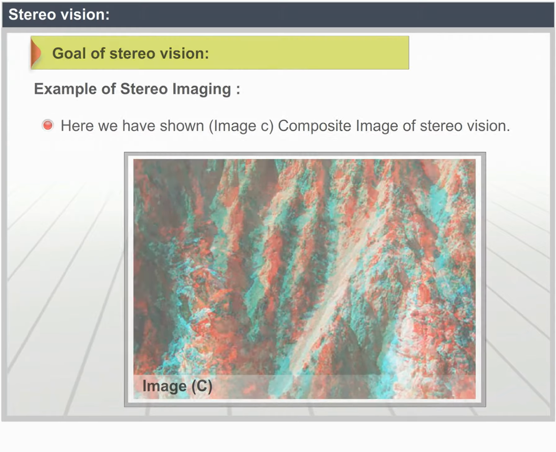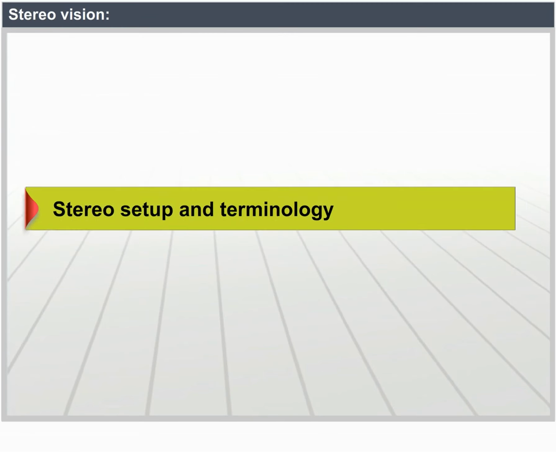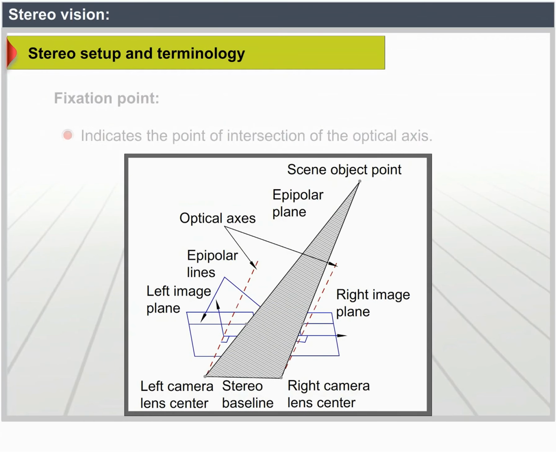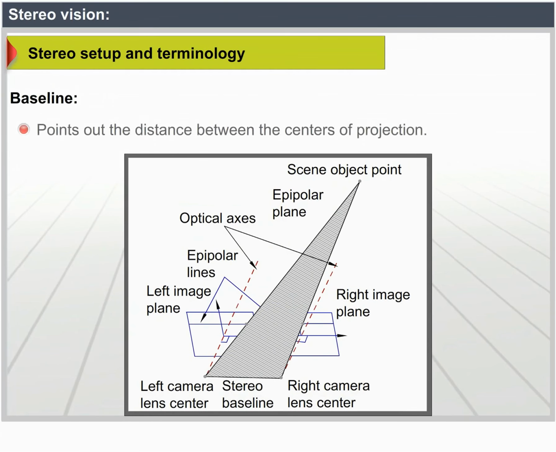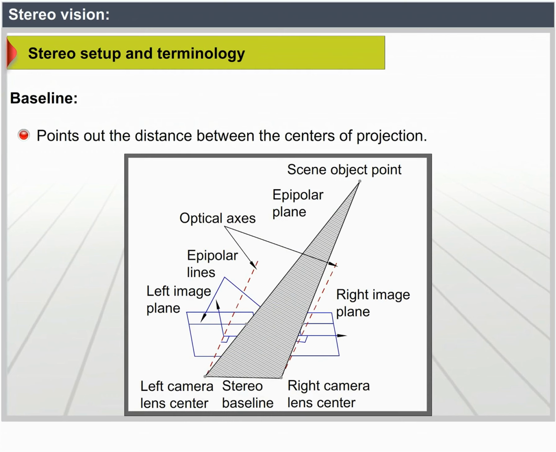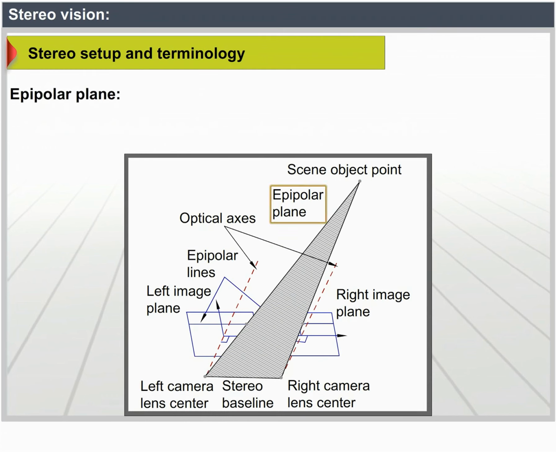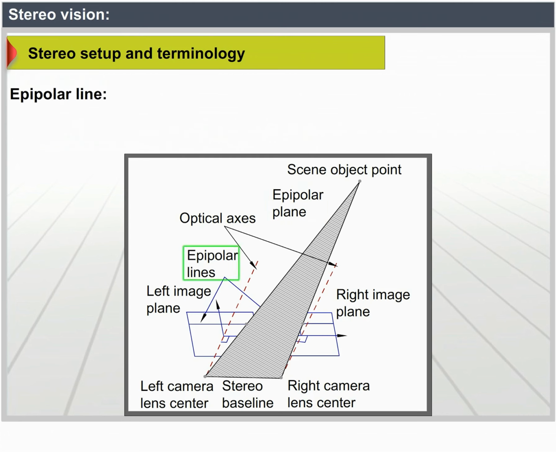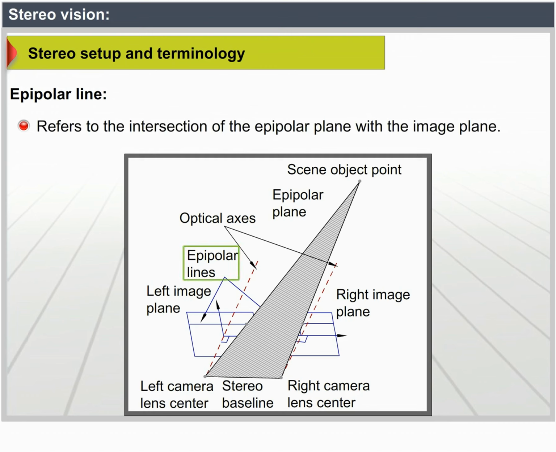Stereo setup and terminology. Fixation point, the point of intersection of the optical axes. Baseline, the distance between the centers of projection. Epipolar plane, the plane passing through the centers of projection and the point in the scene. Epipolar line, the intersection of the epipolar plane with the image plane.